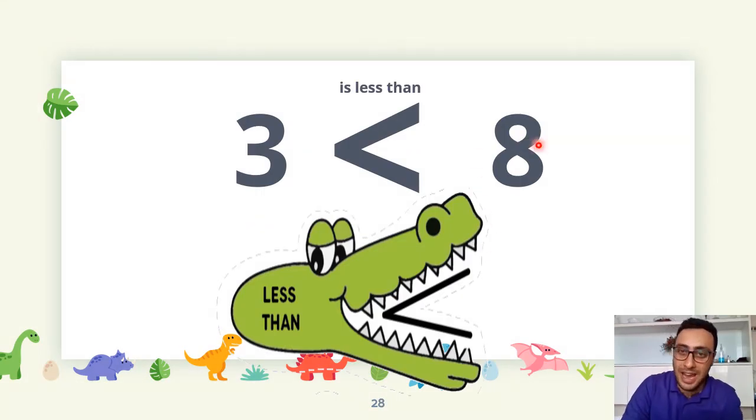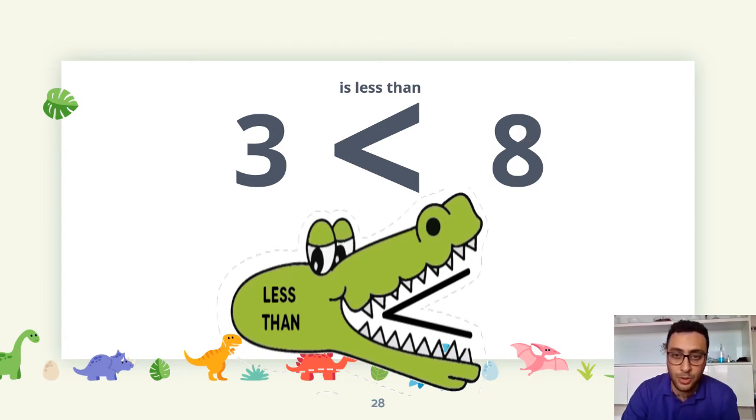Uh-oh. Remember, 8 is on this side now, right? So, the crocodile eats. See, it's eating the bigger number. And the bigger number is 8, right? So, we put it like this. Now, again, what do we call this? Again, in math, you read from the left side. So you say 3 is less than 8.